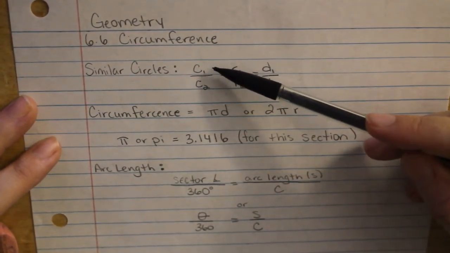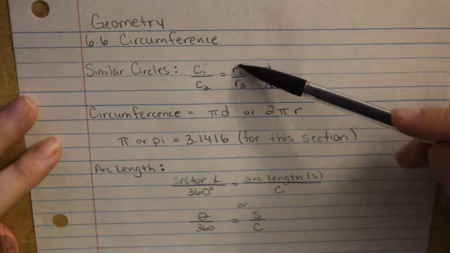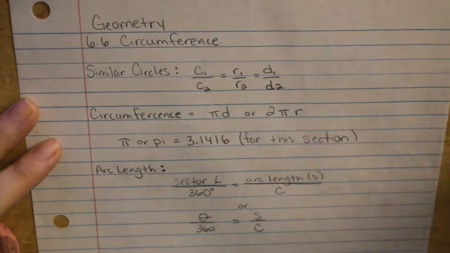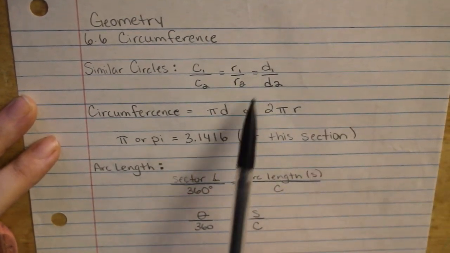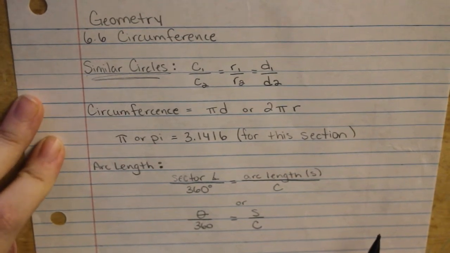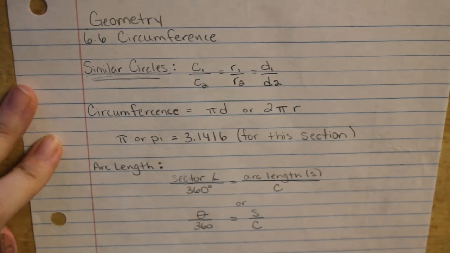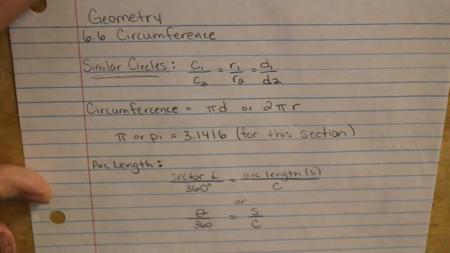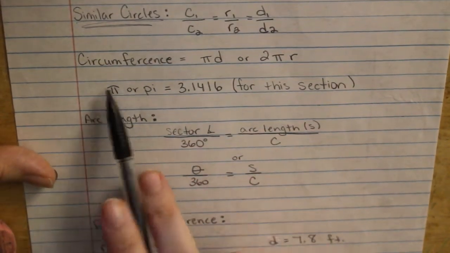So the circumference of one over the circumference of the other is equal to the radius of one over the radius of the other, which is equal to the diameter of one over the diameter of the other. That's just to reiterate, similarity goes the same in almost any shape as long as they are similar, because similarity means they are the same shape. They're different sizes, but the same shape, so their proportions should stay the same. Okay. Moving on to circumference.